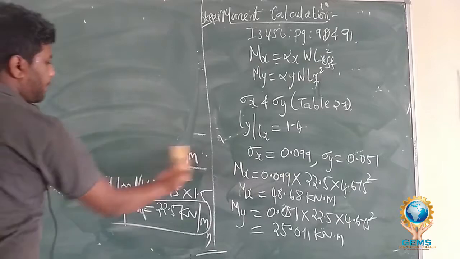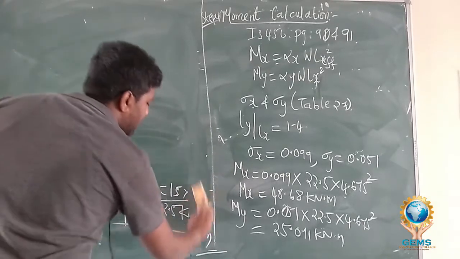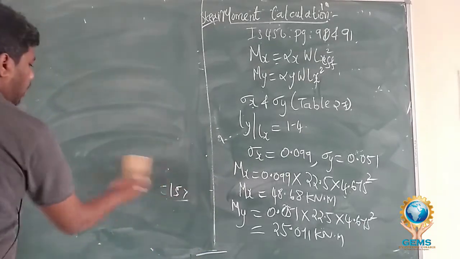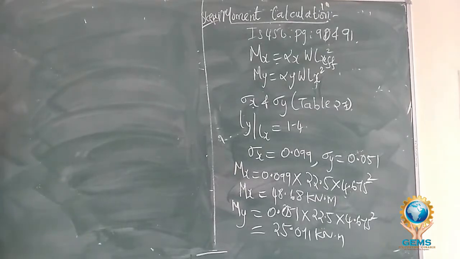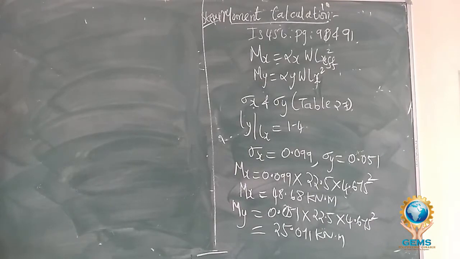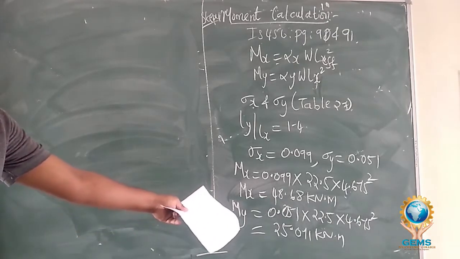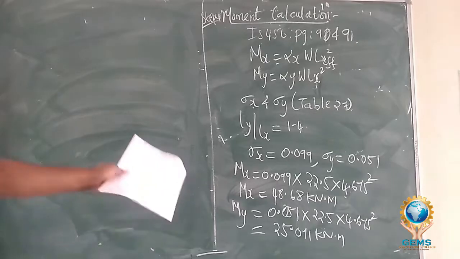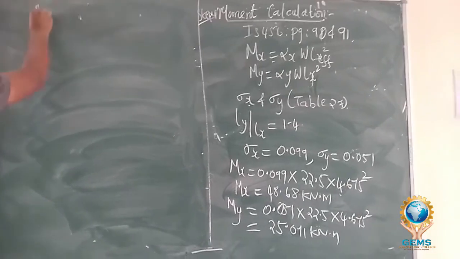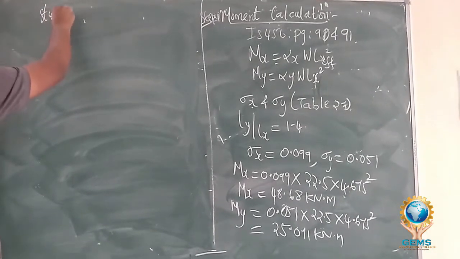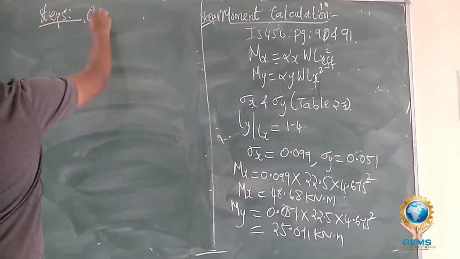So the effective depth that you have calculated in step number 1, is it okay? Is it safe? You are going to check whether the calculated effective depth is safe for the moment that we have calculated. Okay. So what is the formula? Step 5. Check for depth.